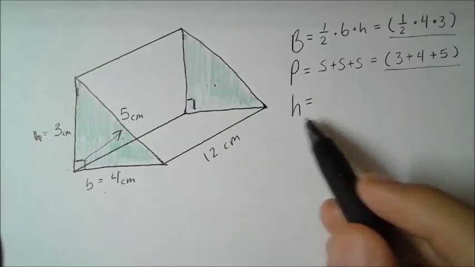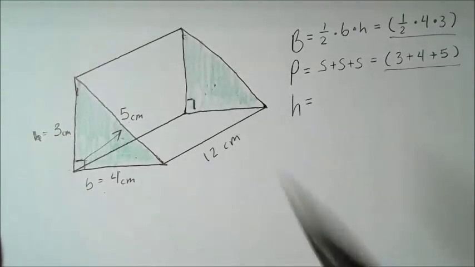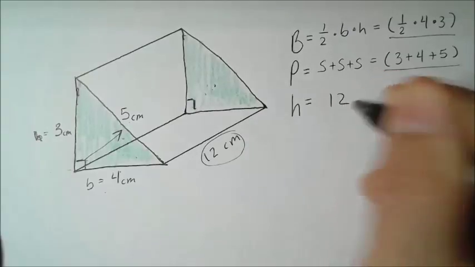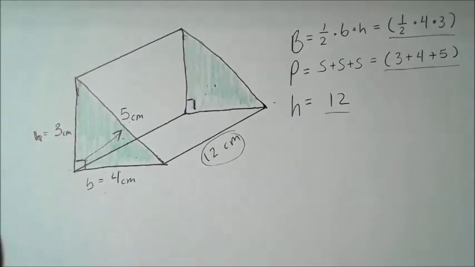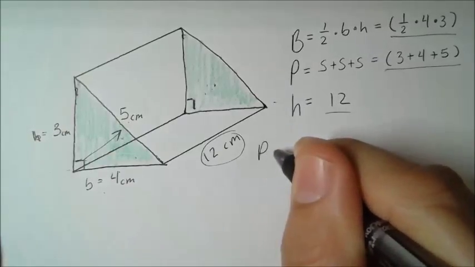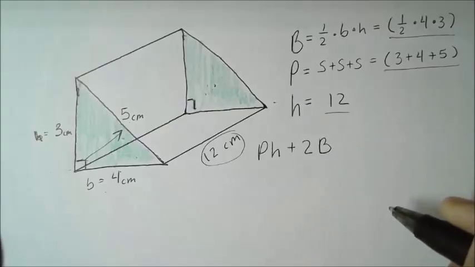The only thing we got left is we need H. So what is the distance between these 2 bases? And the distance is 12 centimeters. So there's 12. Now we have everything we need to work this out. And let's go ahead and do so. We're going to use our formula, which is P times H plus 2 times big B.